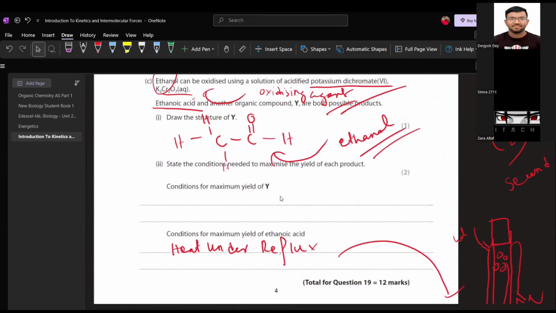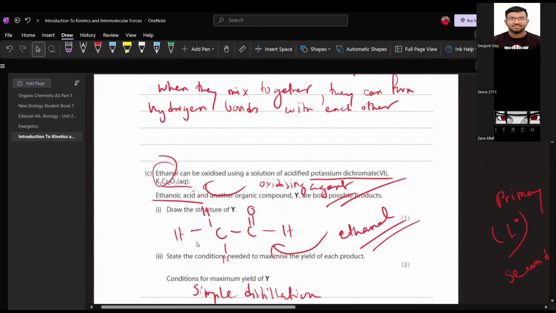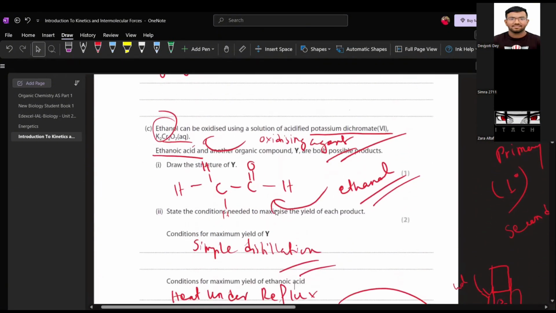And for the aldehyde, you just have to mention any one of the physical processes that you have learned in unit 3. Simple distillation, right? Since it's a liquid. Aldehyde is a liquid, by the way. It's not a gas. Remember that.